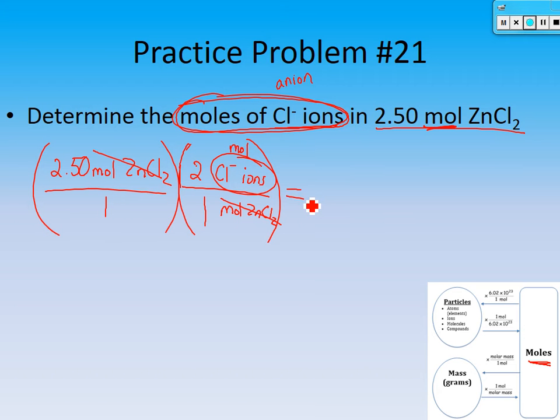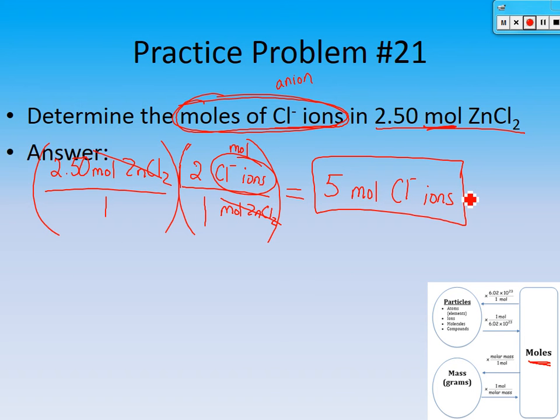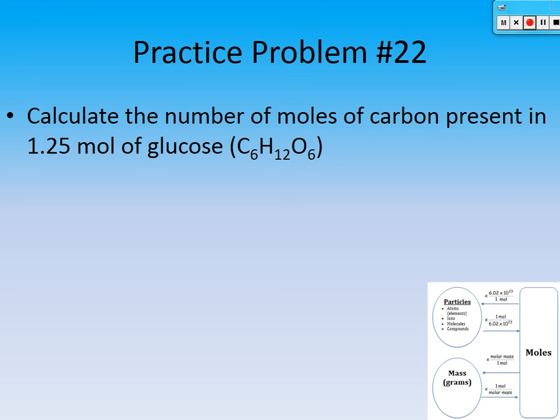Again, what's 2.5 times 2? That's 5. Okay, 5 what though? Moles of Cl minus ions. Very good. So really not that difficult, is it? It's just practice with making your own conversion factor when we need to. Okay, practice problem number 22.